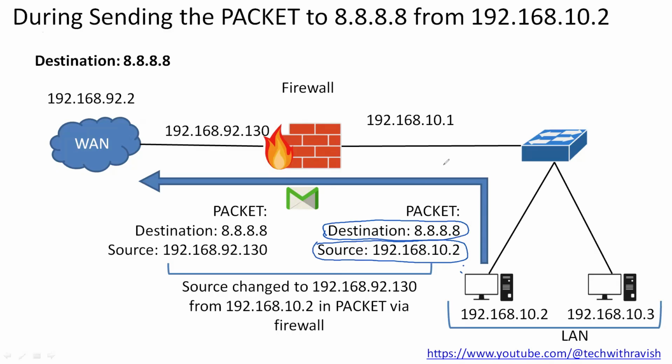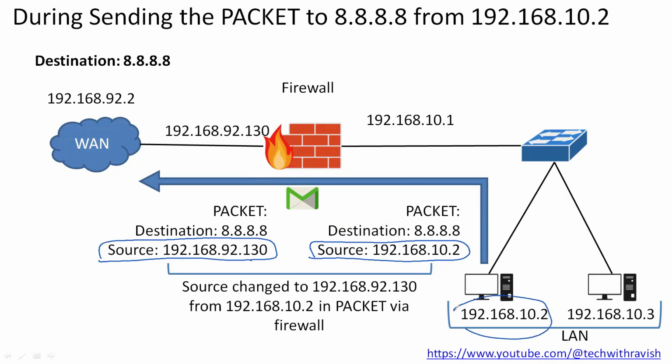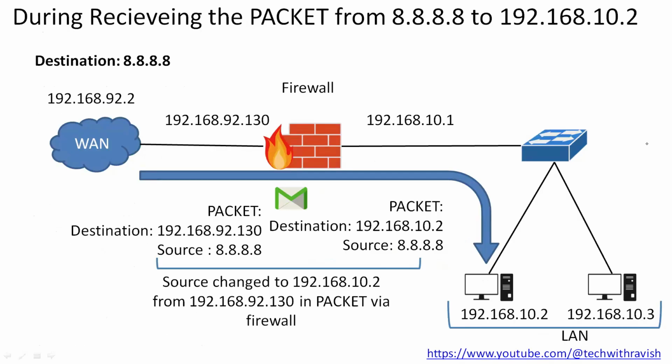8.8.8.8. Okay. When the traffic passes through the firewall, the private source IP address 192.168.10.2 will be changed to the public IP address 192.168.92.130. So this IP address will be changed to this public IP address allotted to the firewall's wide area network interface. In the same way, when the traffic returns, the same process will be reversed.